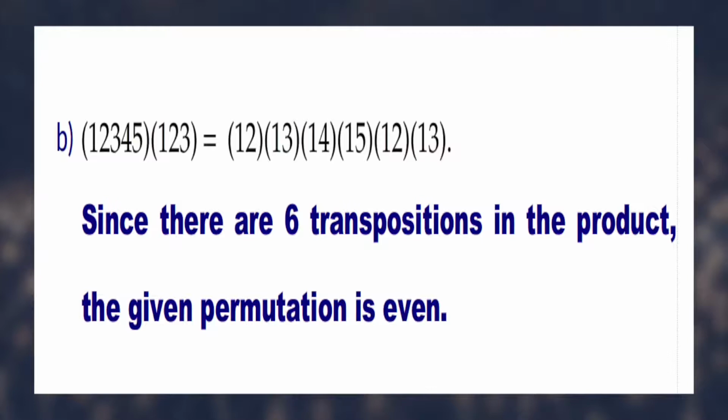The next sum is the cycle 1, 2, 3, 4, 5 and the cycle 1, 2, 3. So we will convert this cycle into transpositions. We will get the result as the cycle 1, 2, cycle 1, 3, cycle 1, 4, cycle 1, 5 and the cycle 1, 2, cycle 1, 3. Since there are 6 transpositions in this product, the given permutation is even.